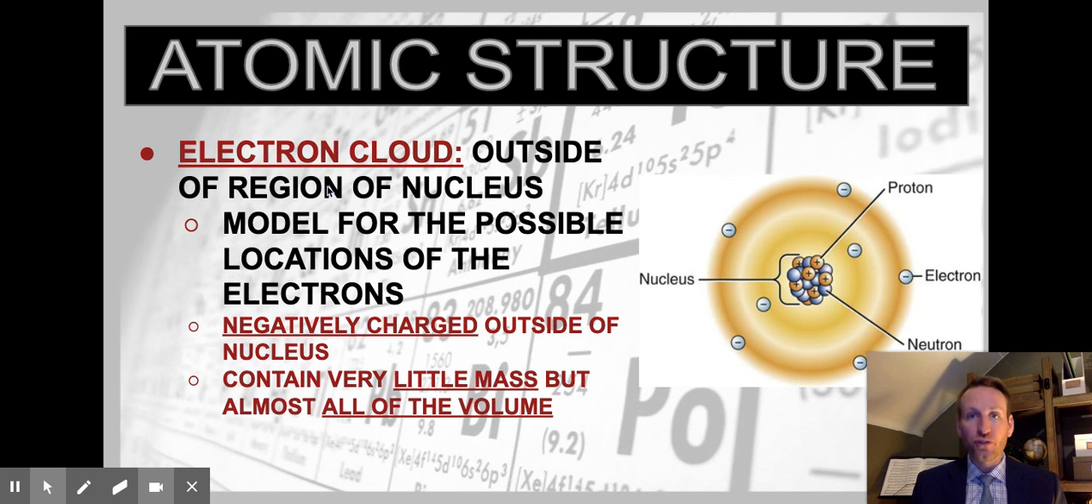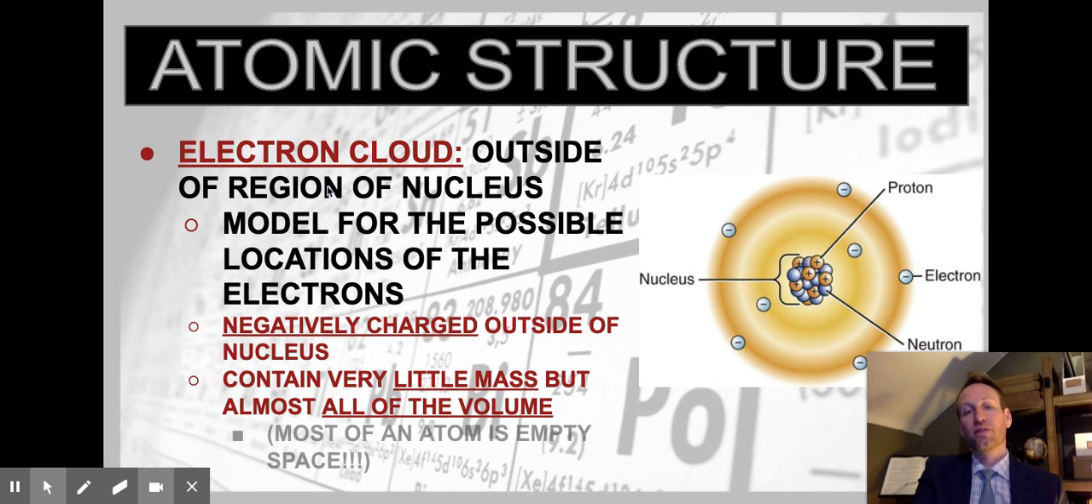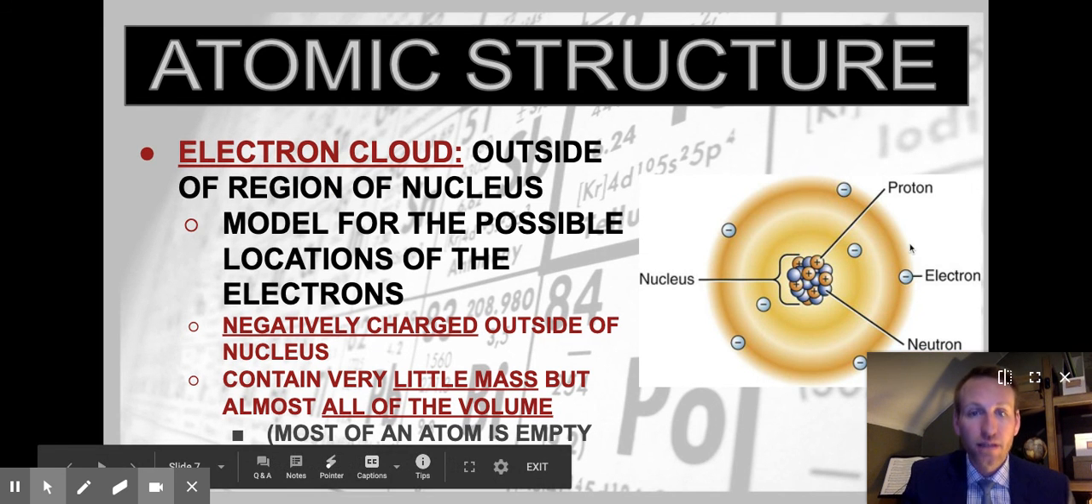Because electrons are so small in terms of their mass, they contain very little mass out in the electron cloud, but they take up almost all of the space of the atom, almost all of the volume. He tried to give some analogies in that video to describe that to you. Now, what's crazy is that in between these is actually empty space.